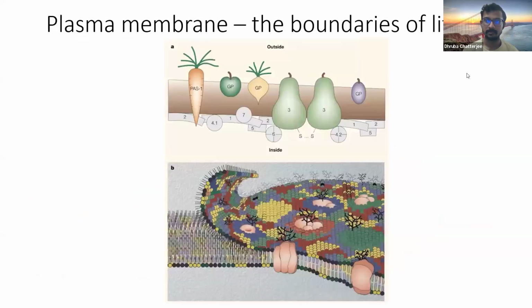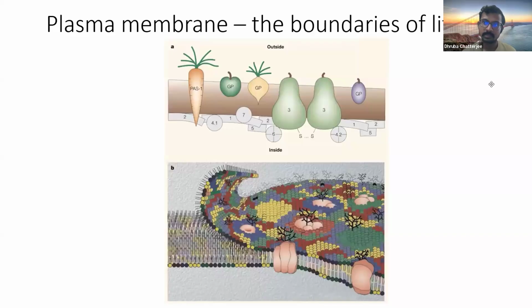Okay, so after we have seen the outermost layer of these cells, like the bacterial cells as well as the plant cells, which was the cell wall, let's come to the layer that lies within the cell wall, but is very important even for the existence of a cell, which is the plasma membrane.